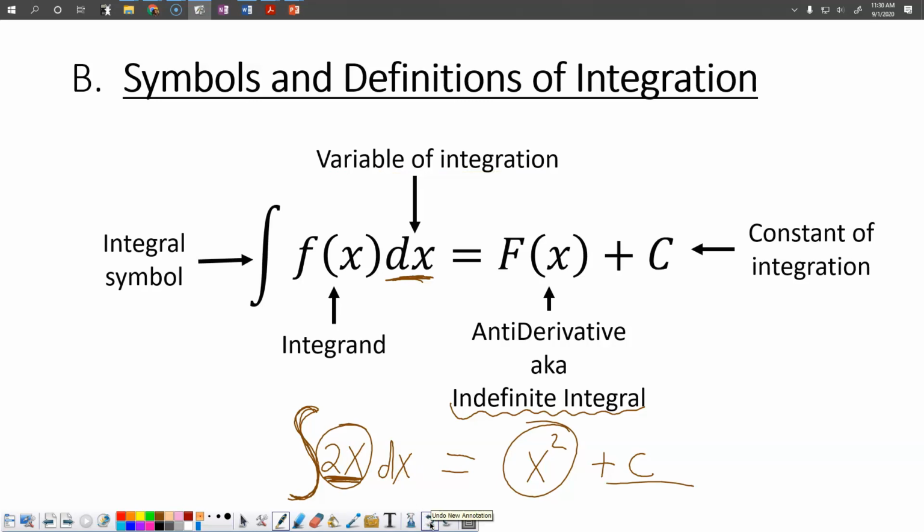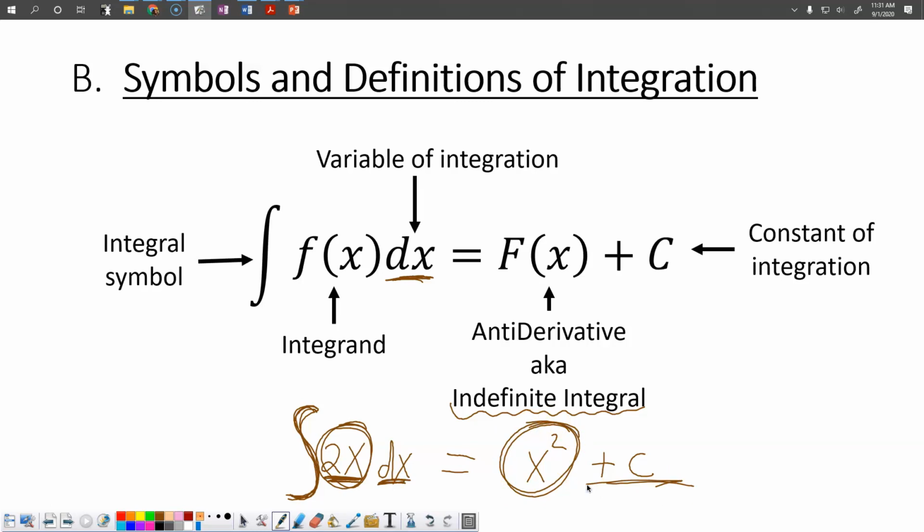So we talked about how we're going to talk about what is an integral. So let's stop there. What's an integral? Well, it's the opposite of a derivative. And then the next thing we say we're going to talk about is what are the symbols? Can you interpret it? Okay. This is our integral symbol. This is the integrand. This is the variable of integration. This is the antiderivative, and this is the constant of integration.